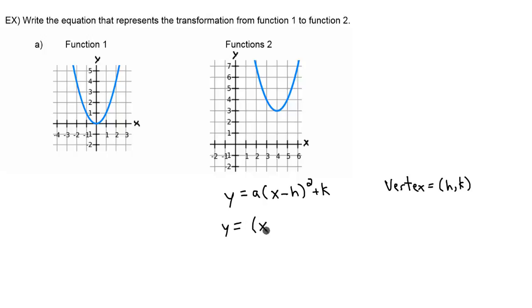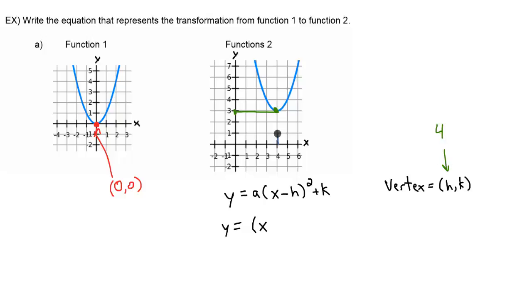And then we're going to go with x, and now we have to start writing our h, and our h is the x value of our vertex, so we need to figure out where our vertex moved from function 1 to function 2. Now our vertex started off at the origin of our first function, right? Our origin is (0, 0), and that's where the vertex was. Well, function 2 looks like it shifted over to the right 1, 2, 3, 4 times. So the h value is going to be 4.